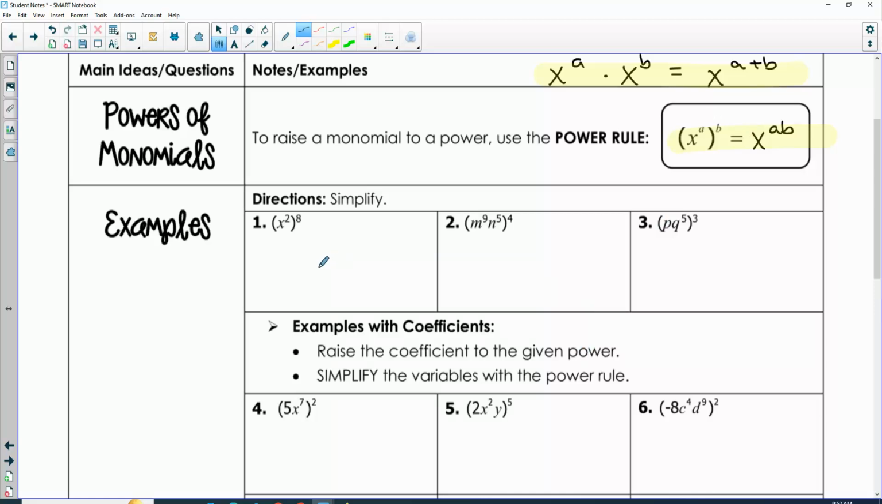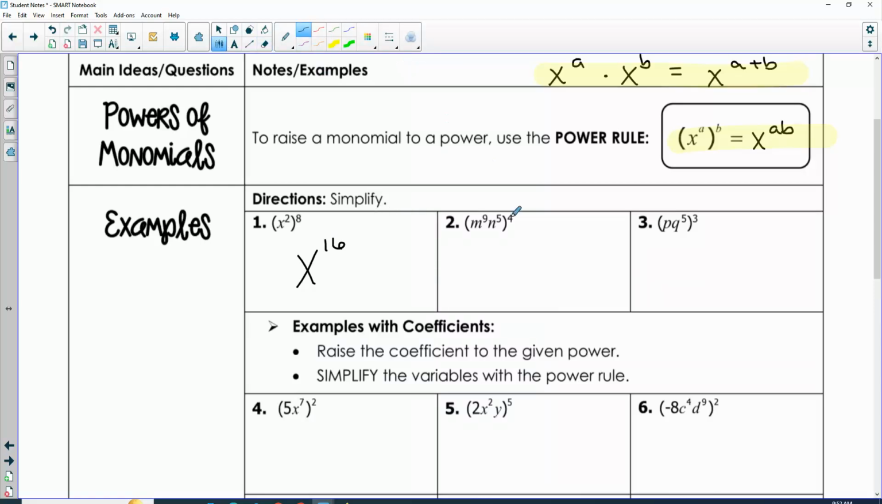So the first one, if I said x squared to the 8th, what would that turn into? x to the 16th. Other thing I need to warn you about, your exponents are small. If you're writing this, that is not the same thing. Okay, so make sure you have a small 16 up there.